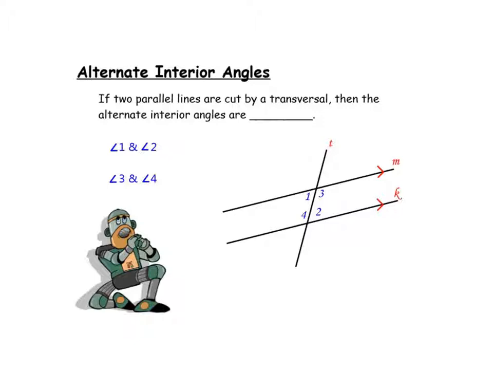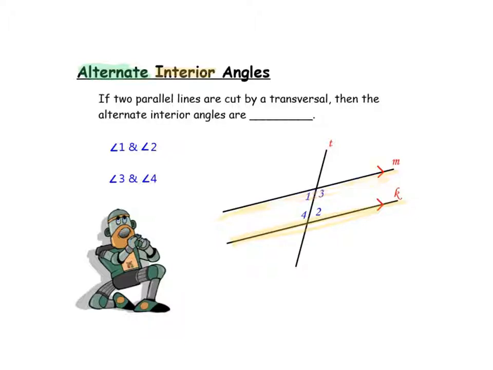Okay, our next set of angle types are alternate interior angles. Okay, so let's start with the word interior here. Interior means inside, in between the parallel lines. So if you think about the parallel lines as being like pieces of bread, they're inside the sandwich. They're interior. Okay, now alternate means different sides of the transversal.